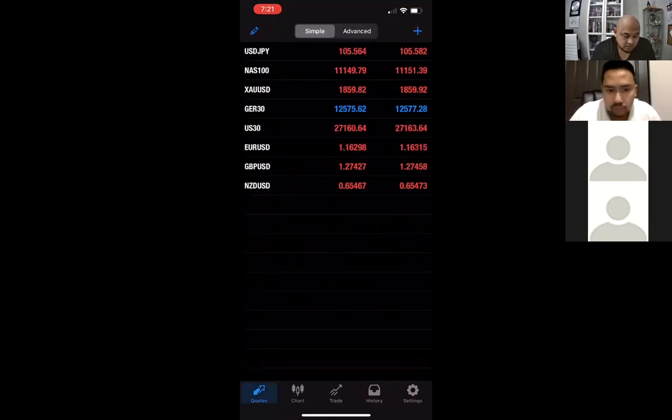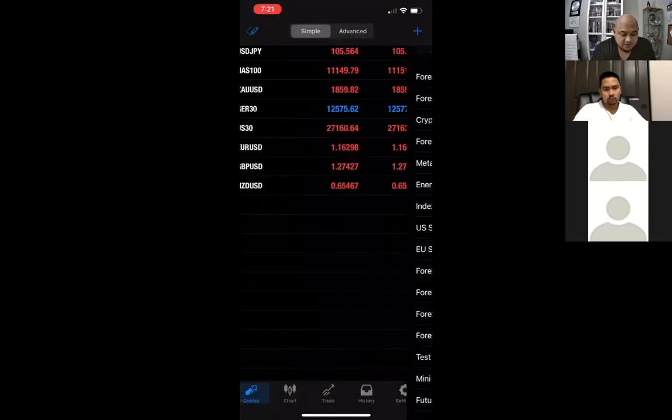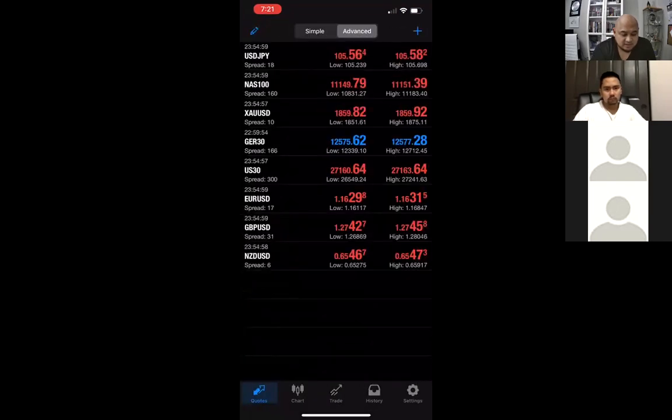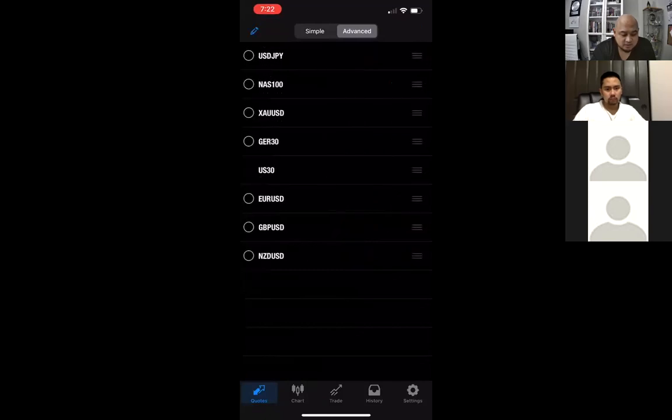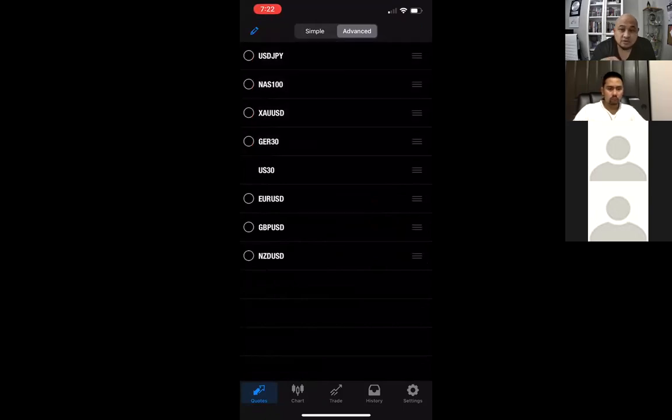Let me see. When you have yours like this, there's a bunch of them that are added on here already. So I just hit advance, and I hit the little pencil on the top left. What I did was I cleared out any of them that I didn't like, that I knew I wasn't actually going to focus on trading.